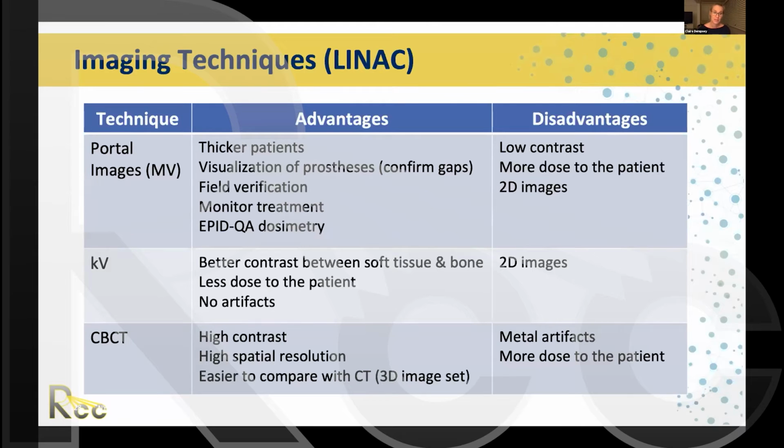With ConeBeam CT, using the KV imager, you get that nice high contrast that you'd see with your standard KV image. You can get really high spatial resolution, so you can see things more clearly. And it's obviously easier to compare a ConeBeam CT with your planning CT, so you're comparing the same imaging technique to the planning set that you had. Obviously, there are disadvantages in that you'll get artifacts from metal objects and there's more dose to the patient compared to a single KV image.